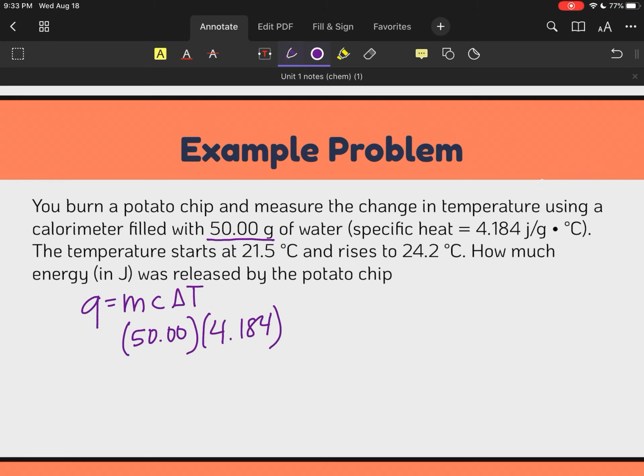So I need to determine my delta T, my change in temperature. We don't want a negative number. It's just your temperature change. We're always measuring the amount of energy released, or absorbed. The negative sign isn't really going to matter for our equation. So usually the way you do it is you take the final temperature minus the initial temperature. So we have 24.2 minus 21.5.